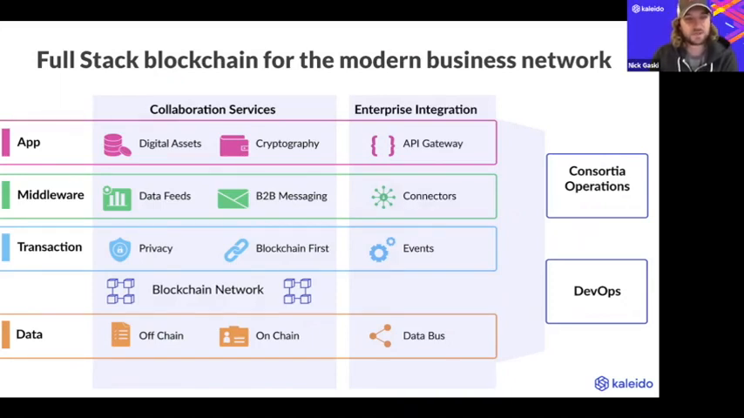At the actual blockchain layer and the transaction layer, how do we do private transactions? How do we leverage privacy groups and transaction managers with Besu and Quorum respectively? And then how do we reliably consume events coming off the blockchain? This is actually a really critical one.